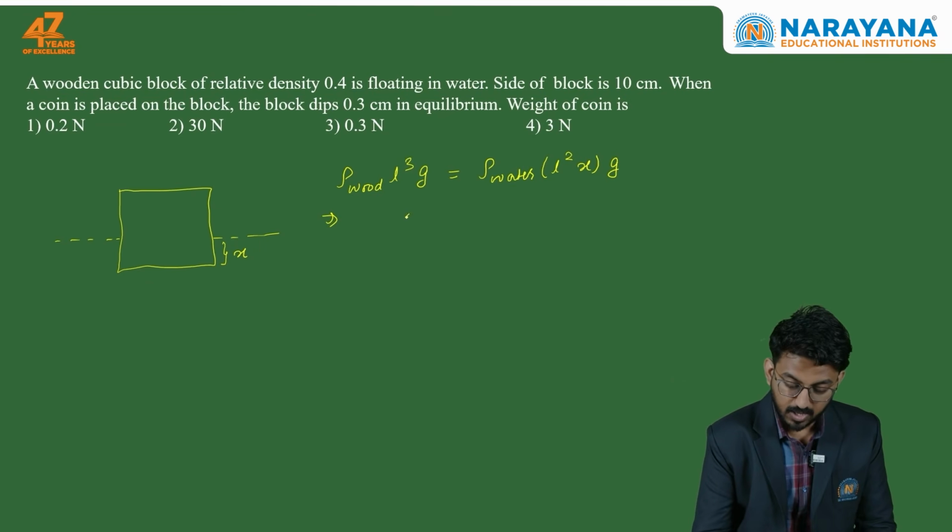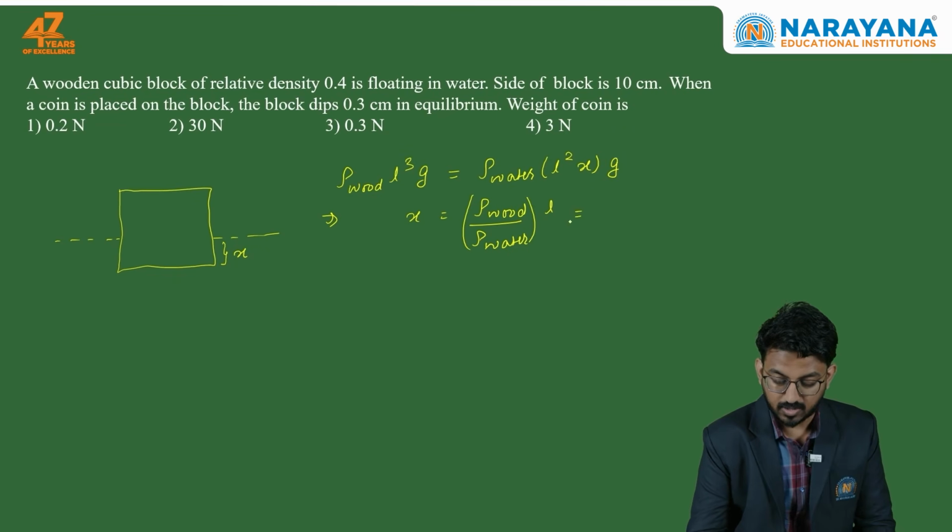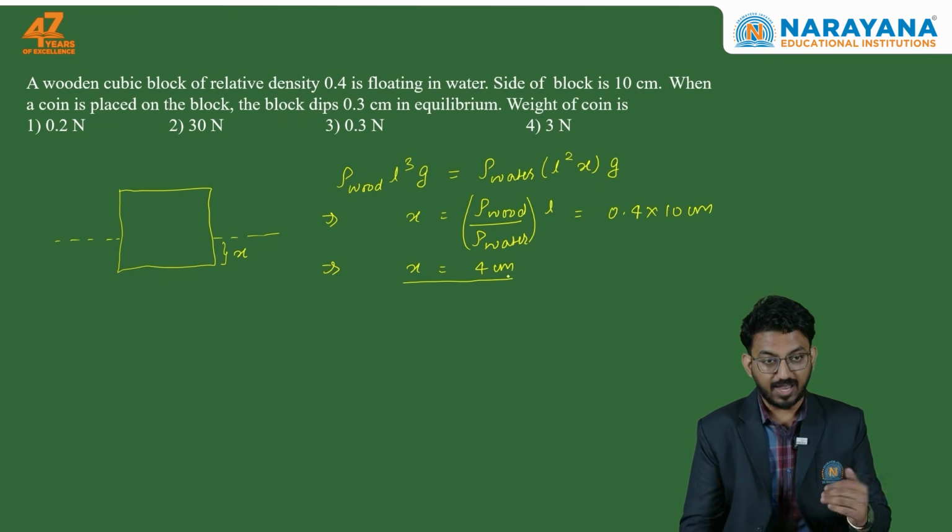From here you can see x comes out to be rho wood divided by rho water, density of water, L here, giving us, now this is the relative density, which is going to be 0.4, L is 10 centimeter here, giving us x as 4 centimeter. So 4 centimeter of it was already inside water.